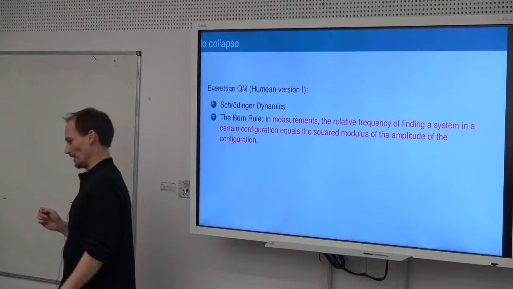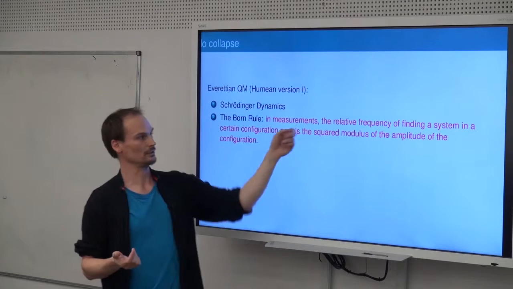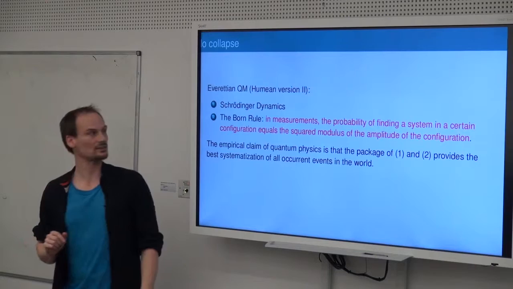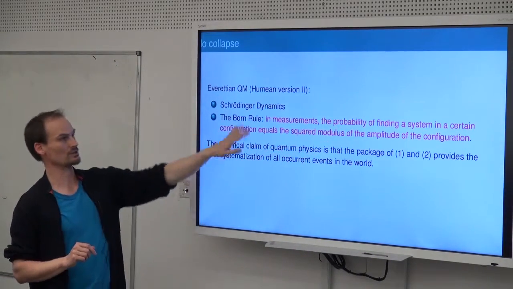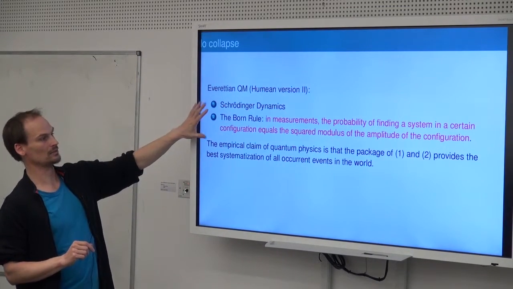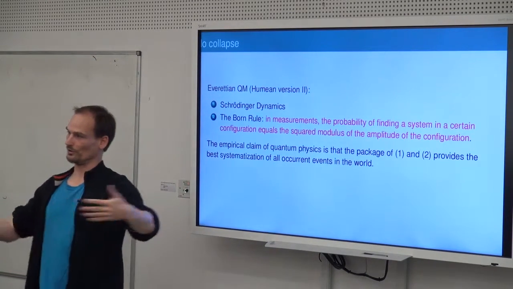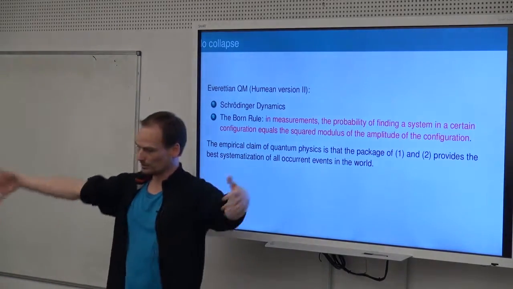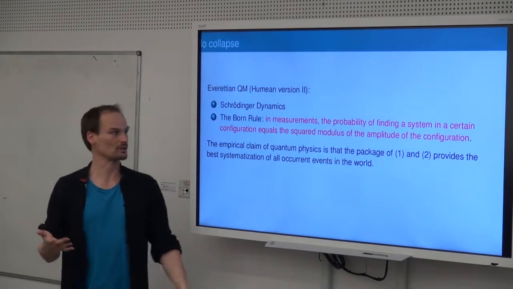Because the relative frequency will not match in this whole branching universe, it just won't match the squared modulus of the amplitude. Let's try the somewhat better best systems type account. So here we would say we leave probability in there. So in measurements, the probability is so-and-so, just the original Born Rule. But we now say the empirical claim is that these two principles provide the best systematization of all occurrent events in the world. It's false for the same reason: if you look at the whole branching structure, it's just not true that it's best systematized by an account that postulates these probabilities.